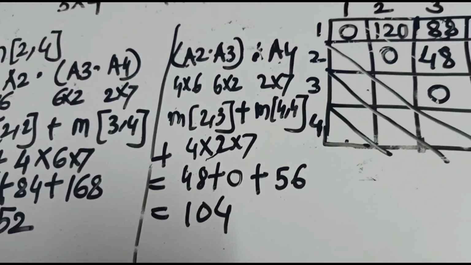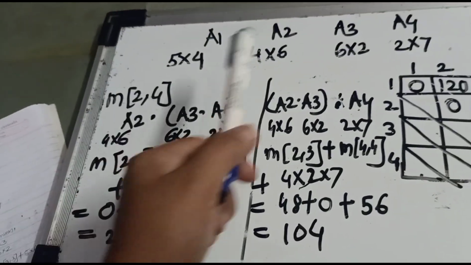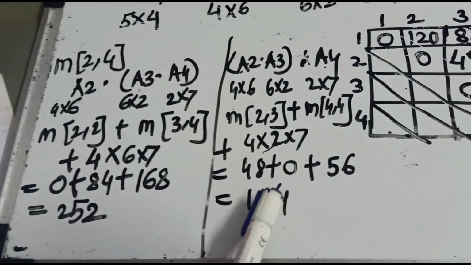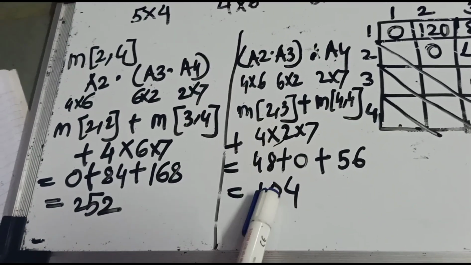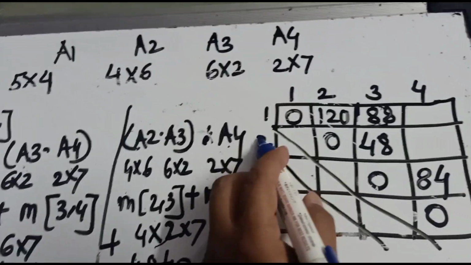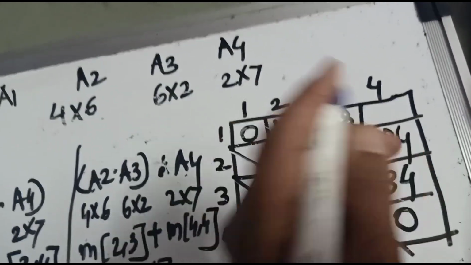So we got two values for multiplying A2, A3 and A4. One is 252 and another is 104. Which is minimum? Minimum is 104. So I will update the value of M of 2 comma 4 as 104.